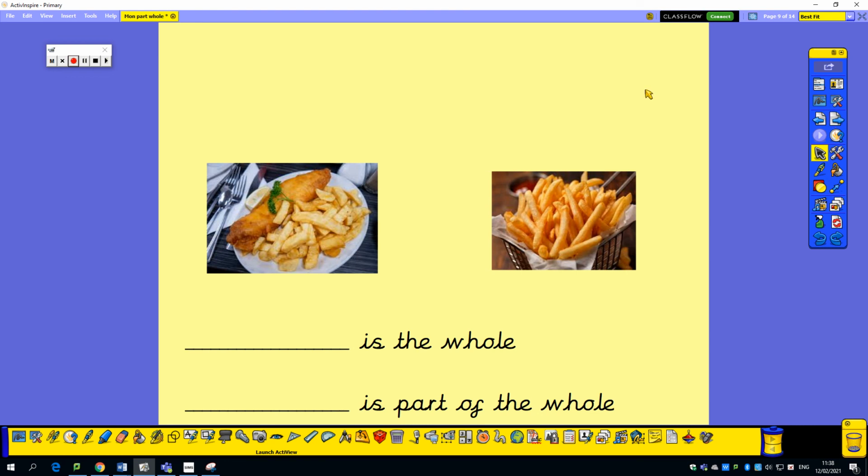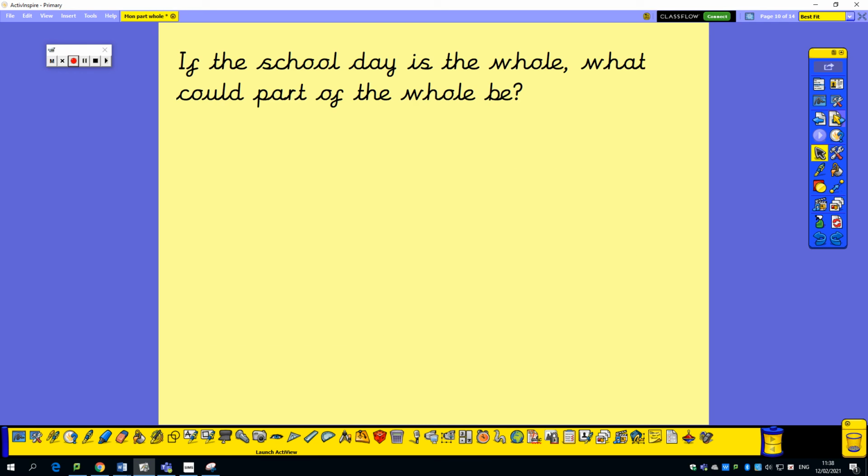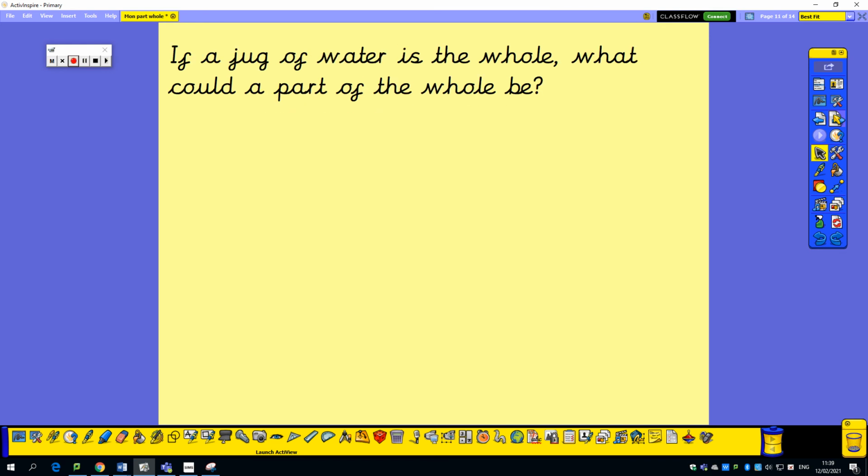Here's an example with some food. The fish and chip dinner is the whole, and the chips are just part of that whole. So, if the school day is the whole, what could part of that whole be? Have a little think to yourself. Maybe tell your pen, or tell someone sat next to you. So if the school day is the whole, maybe a spelling lesson could be part of the whole, or maybe playtime could be part of the whole.